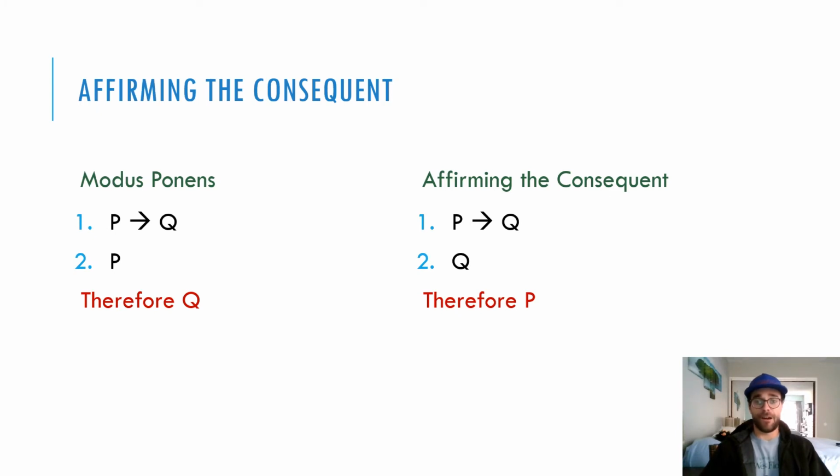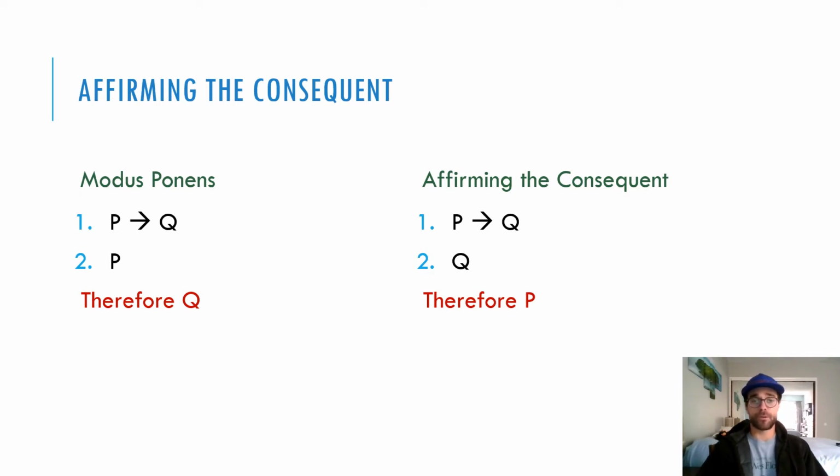Here's an example of how that occurs. The modus ponens argument, if P then Q, then we assume that P, therefore, can conclude that Q. This is a valid and good argument. Now, affirming the consequent confuses the affirmation of P with the affirmation of Q, the consequent, and then concludes the antecedent, P. So here, if you look on the right, if P then Q, we assume that Q is true, therefore P is true.